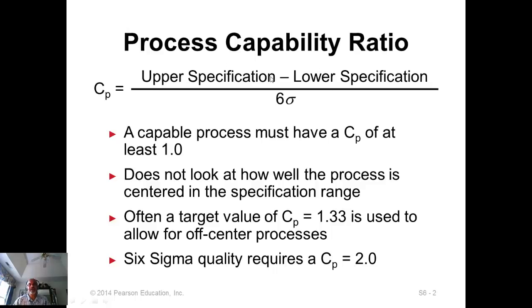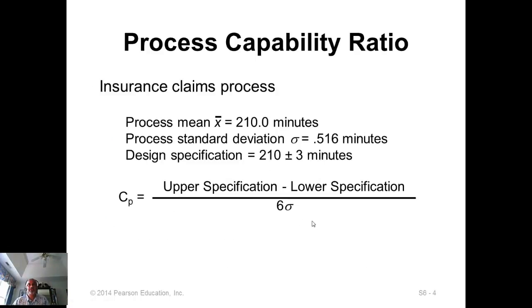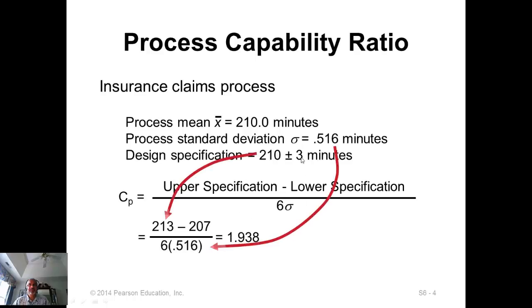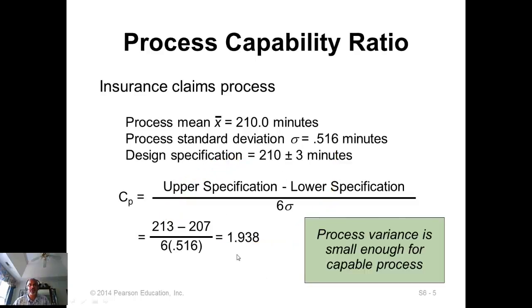Now this one talks only about the process variance. This is not about whether the process is capable or not. This is whether the process variance is small enough for the process to be capable. So if it is 1.33 or more, then the process variance is small enough for it to be capable. So here is an example. Take the lower and the upper specification limits, and divide by 6 times the process standard deviation. Now this is 1.938, so process variance is small enough for the process to be capable. But we don't know whether the process is capable or not.